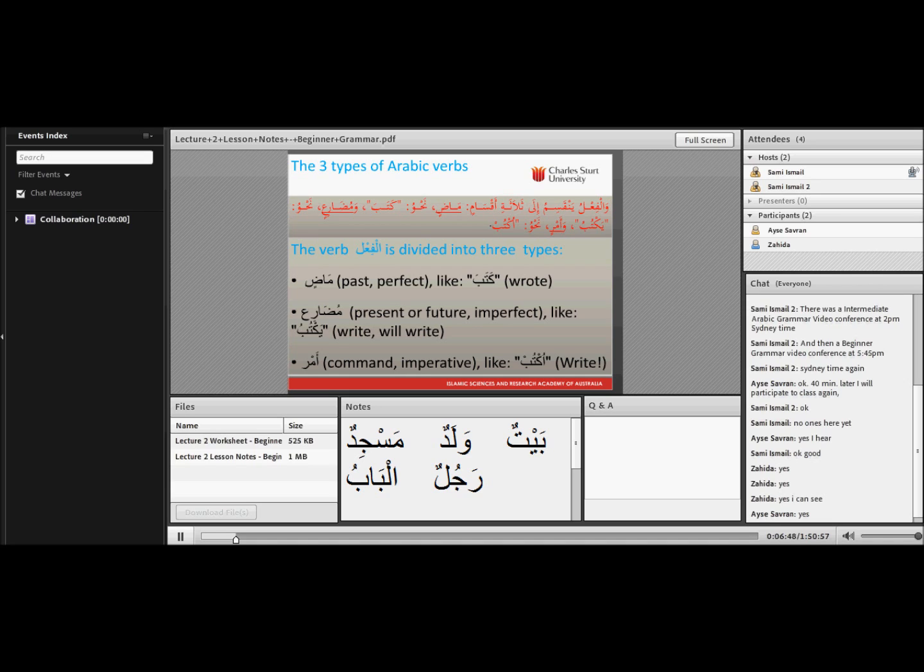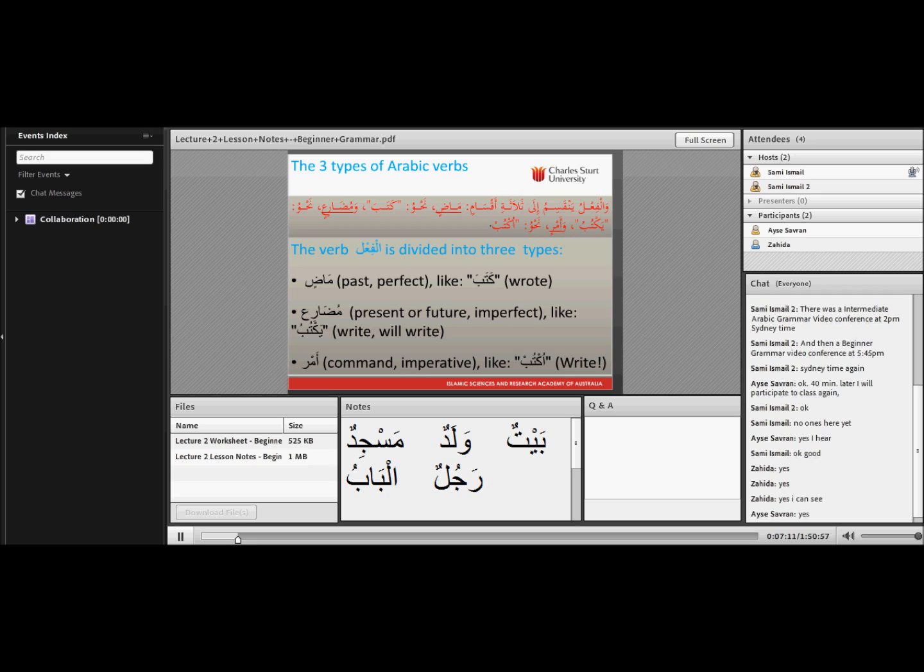So for example, the first one is madin, or you can say madi. You're going to hear both. So madin or madi means past tense. Okay? Means past tense. For example, kataba, which means wrote.